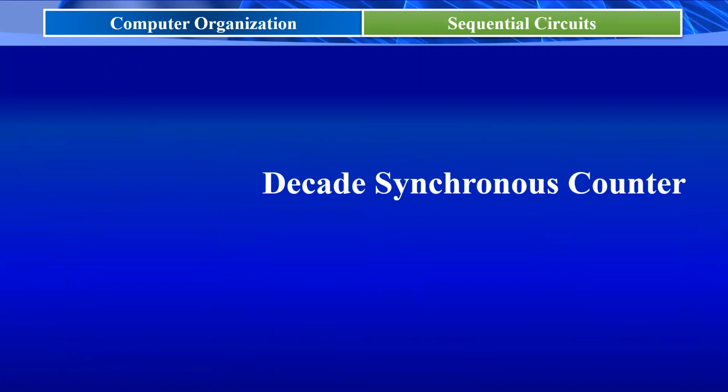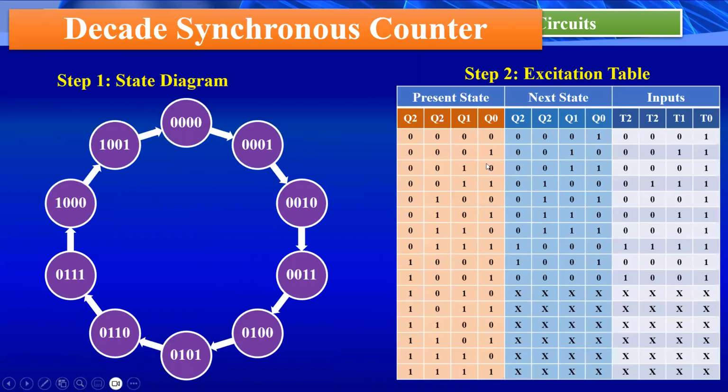Decade counter in the sense 10. It is a mod 10 counter because it counts a total of 10 clock pulses. To design this decade counter, I need 4 flip-flops because 2 power 4 is equal to 16. But out of 16 counts, I will use only 10 counts. It is a truncated counter. I design the decade counter for the up counting sequence, so my counting starts from 4 zeros and ends with 1001. The total number of counts here is equal to 10.